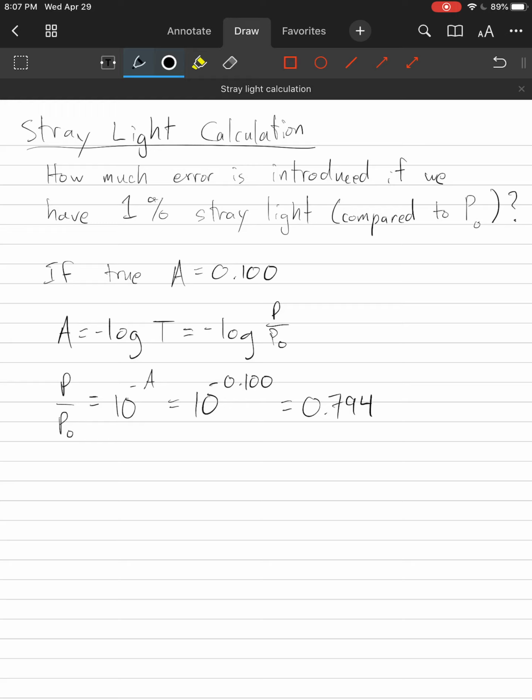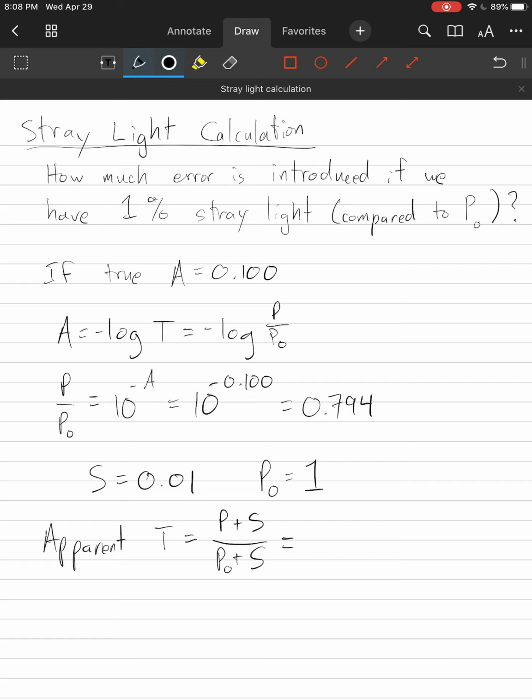What we want to see is how that transmittance compares to the transmittance we would get with an extra 1% stray light. That will show up in both P and P naught, because the stray light does not depend on the absorbance of the sample, since it's at a different wavelength than where the sample absorbs. We'll call this amount of stray light S, which is 1%, equal to 0.01. If we define P naught to be equal to 1, our S is 0.01 relative to that value. So our apparent transmittance is P plus the stray light, over P naught plus the stray light. The stray light affects both P and P naught in this calculation.